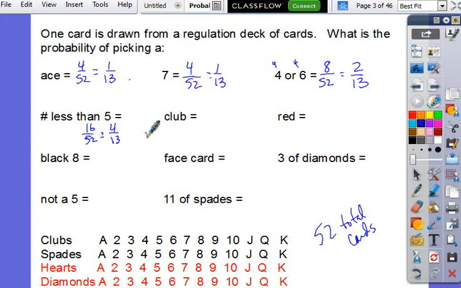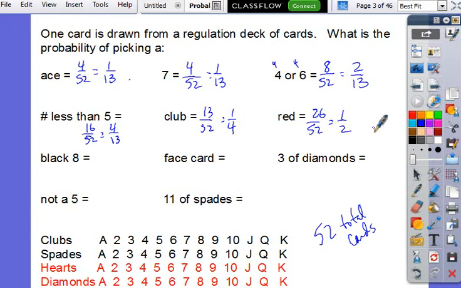Clubs. How many clubs do I have? Well, 13. That's that group right there. So that would be 13 out of 52, which is 1/4. Red. Well, you see all the reds down there. 26. 26 out of 52, which is 1/2.